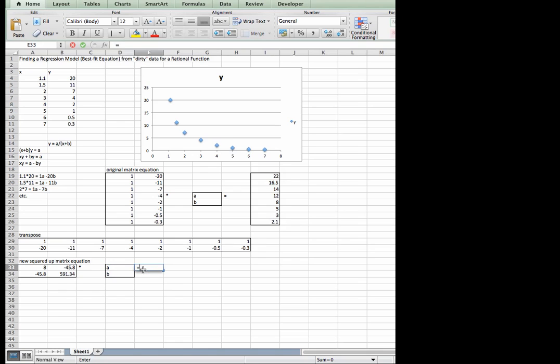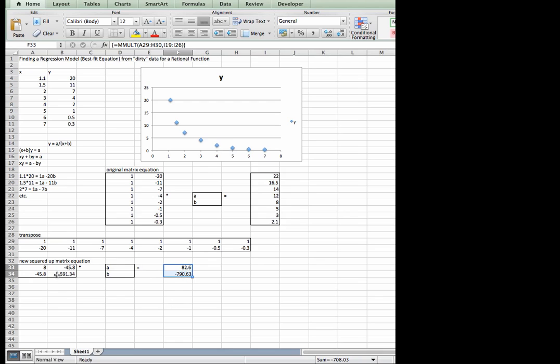And then on the other side, we're going to get a 2 by 1 because we're going to multiply a 2 by 8 times an 8 by 1. And that will give us, when we do the multiplication, transpose times, comma, the constant of the original. Control Shift Enter gives us our new constant matrix.